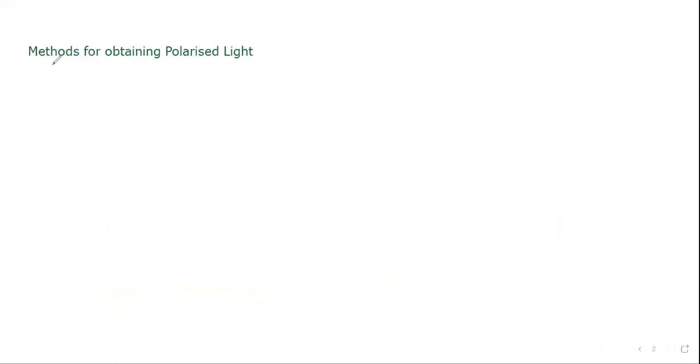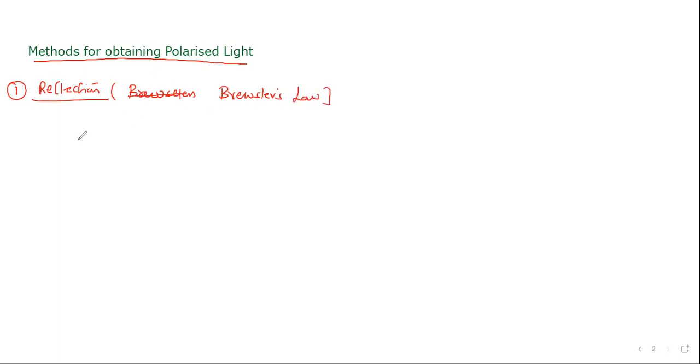So we're talking about methods for getting polarized light. Many methods are there, but the simplest method we use is called polarization by reflection, and this method is also called Brewster's law. I wrote it a little wrong here. Let me correct it. Brewster's law. Okay. So what happens now?